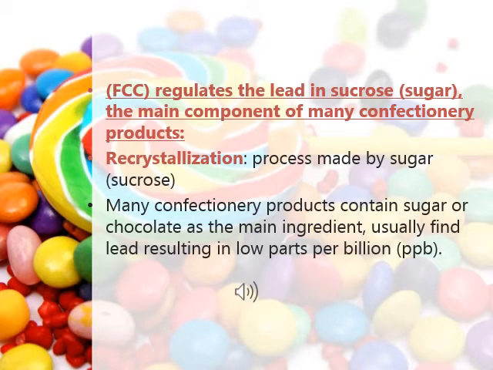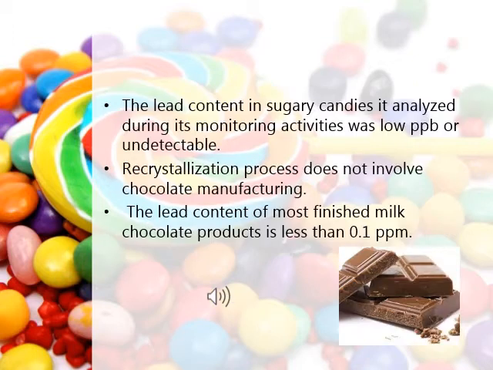The FDA regulates the lead in sucrose, the main component of many confectionery products. Recrystallization is a process made by sugar. Many confectionery products contain sugar or chocolate as the main ingredient, usually finding lead at low parts per billion. The lead content in sugary candies analyzed during its monitoring activities is at low parts per million or undetectable. The recrystallization process doesn't involve chocolate manufacturing. The lead content of most finished milk chocolate products is less than 0.1 part per million.